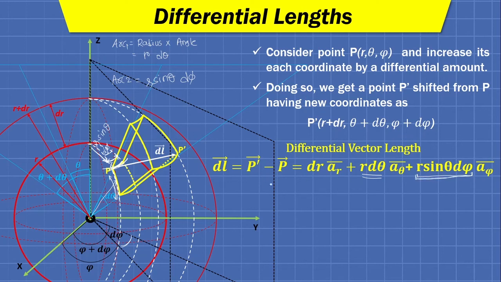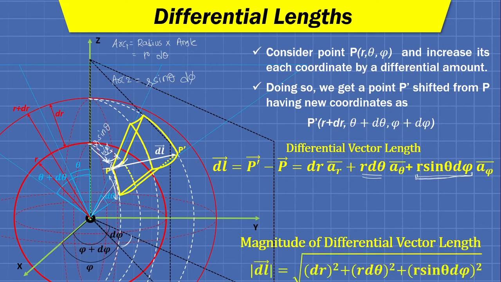This is how the differential vector length is defined, and the magnitude of the differential length is the square root of dr squared plus (r d theta) squared plus (r sine theta d phi) squared. In order to calculate properly, all the angles must be in radians, because only then can we multiply them with a particular length. So the angle should be in radians only.